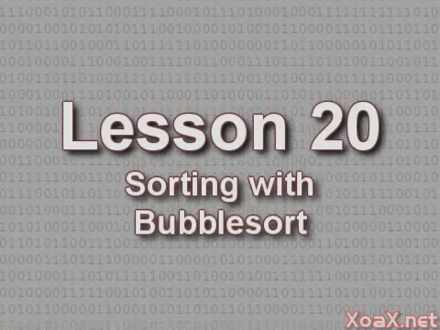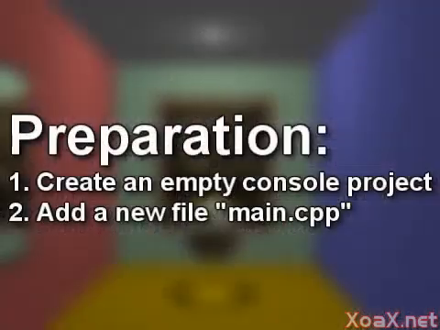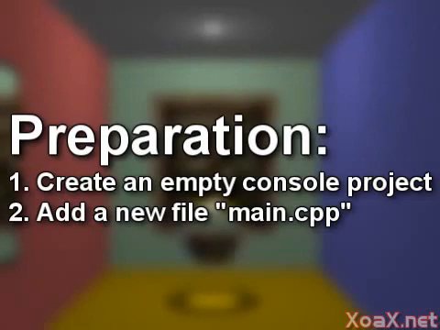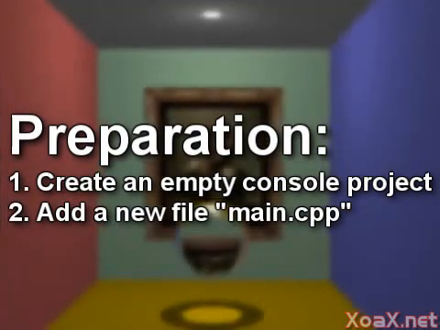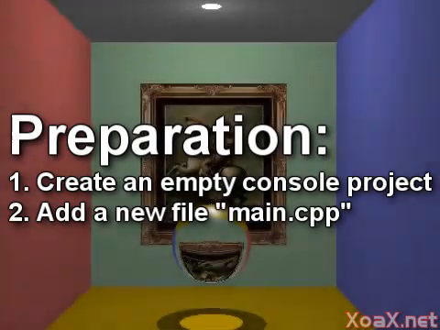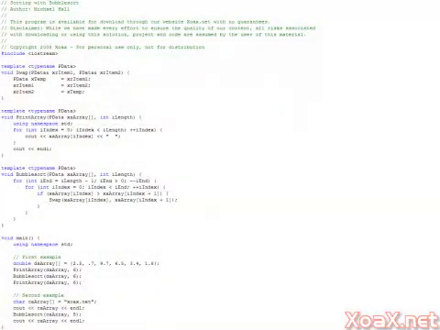Lesson 20, Sorting with Bubblesort. To follow along with this lesson, you will need to create a new console project and add a new file named main.cpp to it, as we did in Lesson 1. In this lesson, we present a C++ implementation of the Bubblesort.